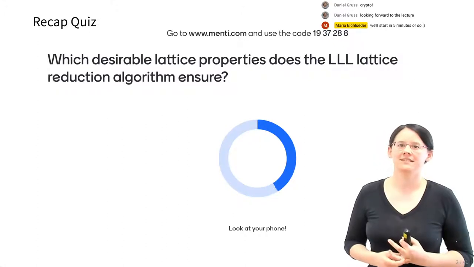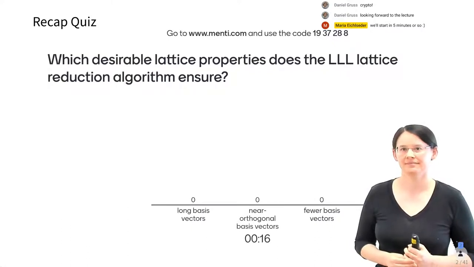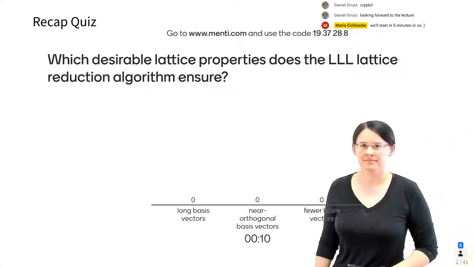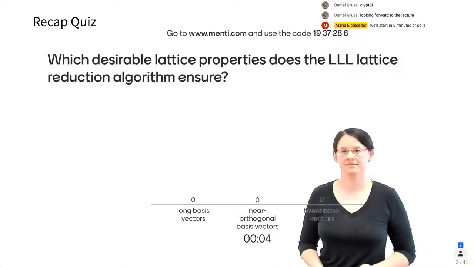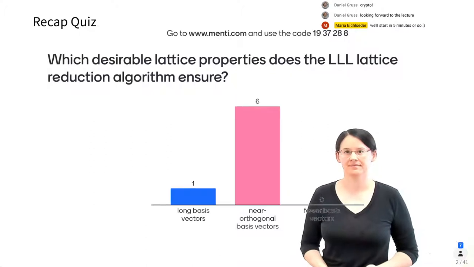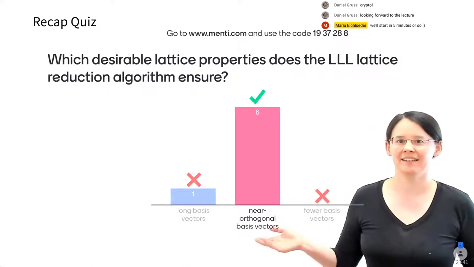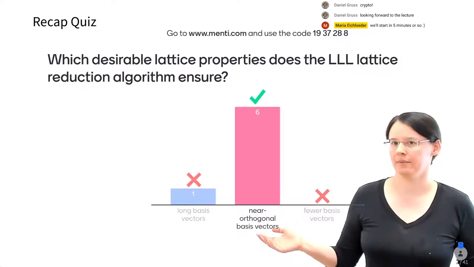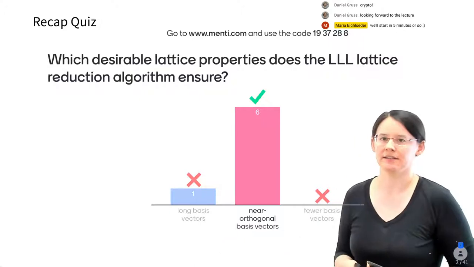Which desirable properties does the LLL algorithm ensure? And again, great work. Indeed, one of the things we do achieve is that we transform the basis into one that has mostly orthogonal or close to orthogonal vectors. So no narrow angles, but nearly orthogonal angles.